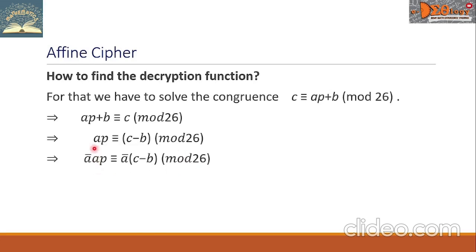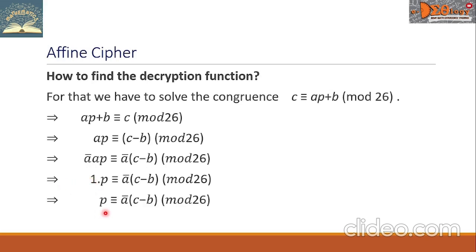Next, we're going to multiply both sides of the congruence by the inverse, or a bar. A bar times ap is congruent to a bar times the quantity c minus b, mod 26. This a bar and a will cancel each other, or it becomes 1. So we have 1 times p. Then we can remove this number 1. So we have p is congruent to a bar times c minus b, mod 26.